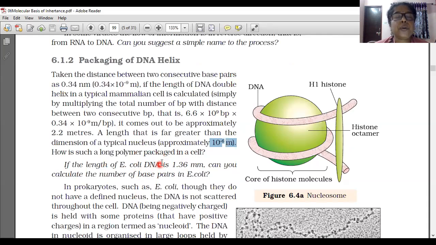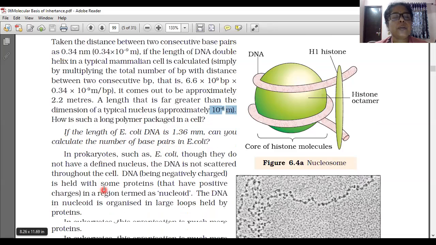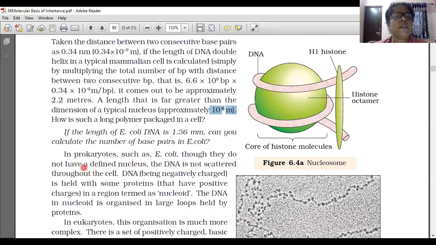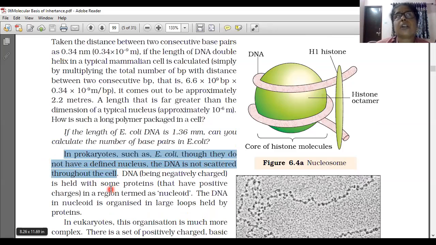So if the length of E. coli DNA is 1.36 millimeter, can you calculate the number of base pairs in E. coli? In prokaryotes, such as E. coli, though they do not have a defined nucleus, I already told you that prokaryote means the nucleus is not defined. The DNA is not scattered throughout the cell. We may think so, because in prokaryotes the nuclear membrane, the outer wall, is not there, so the DNA may seem to be spread throughout the cell. A concept like that may come to our mind, but it is not like that. DNA is not scattered throughout the cell.